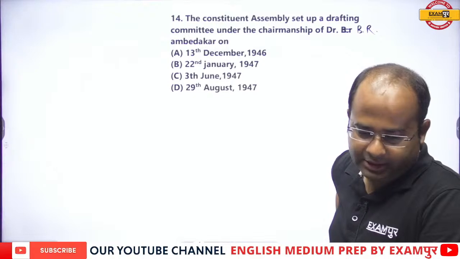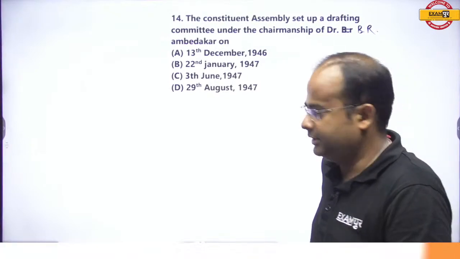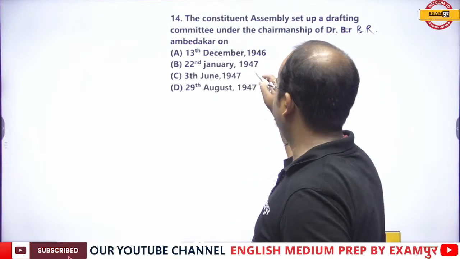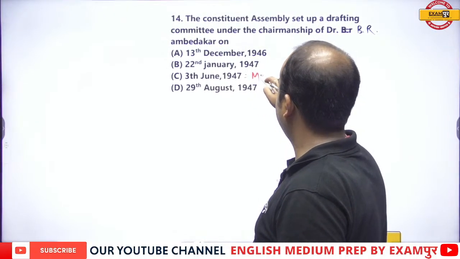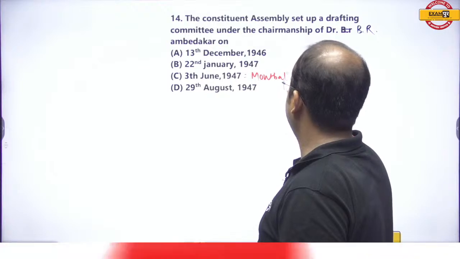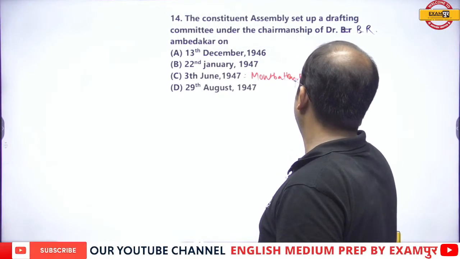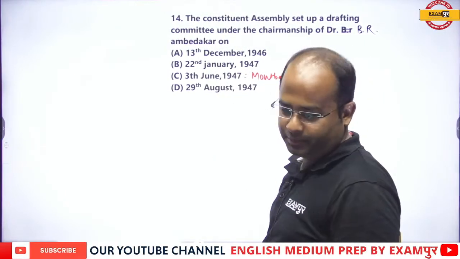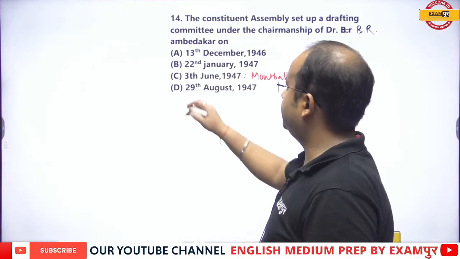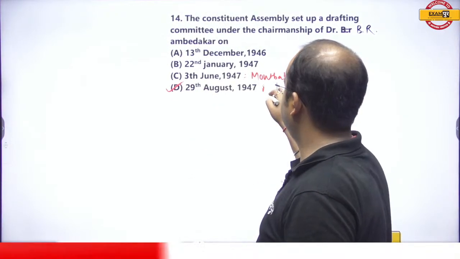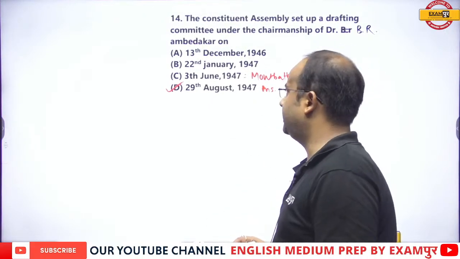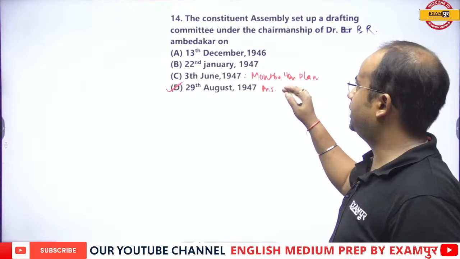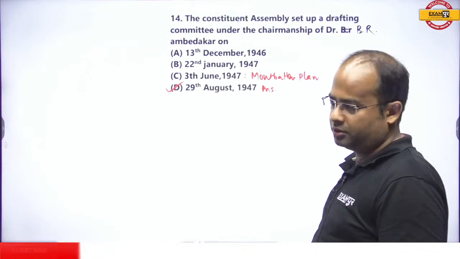Okay, let's see the correct answer. Option D. Yes, guys. 3rd June plan, it is also called Mountbatten plan. That was plan responsible for partition of India. Correct answer will be, guys, option D, that is 29th August 1947. 29th August 1947, drafting committee was constituted.